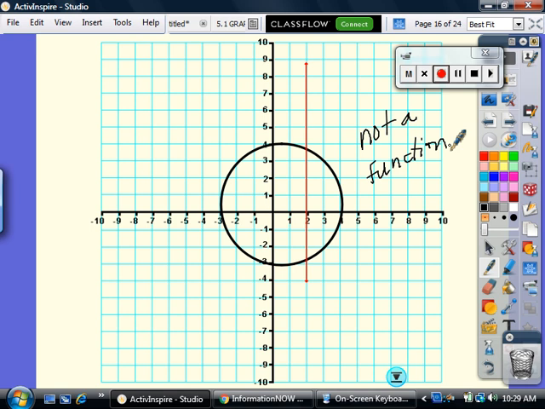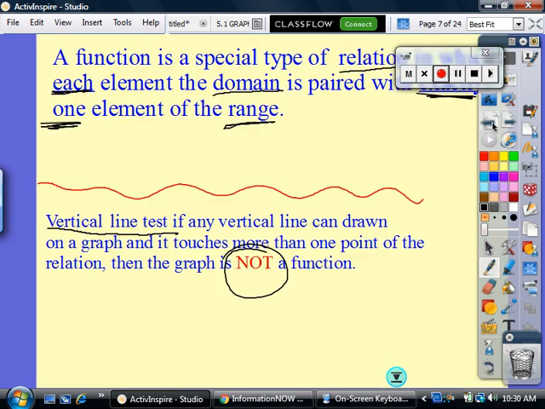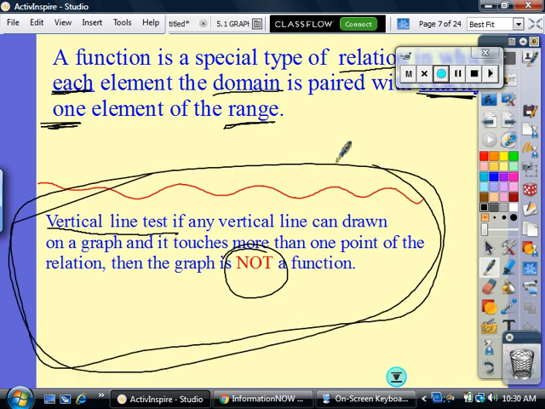So today we said a relation is a set of ordered pairs. There are five ways to represent a relation: set, table, mapping, graph, equation. The domain is the set of x's, and the range is the set of y's. And we know what a function is. For you guys who are still copying this down, the vertical line test is used to determine if a graph is a function. All right, we're going to stop right there, and you guys are going to tell me the definition of a function tomorrow.